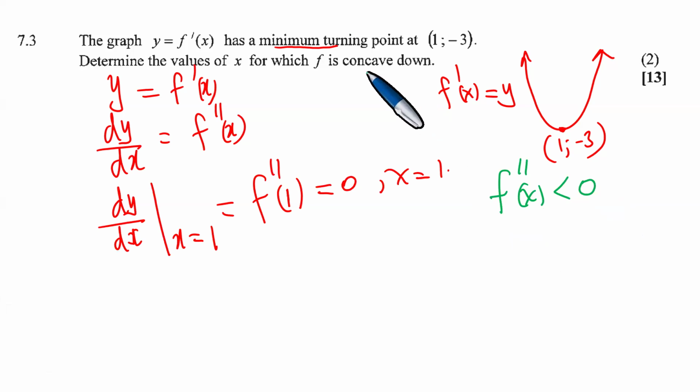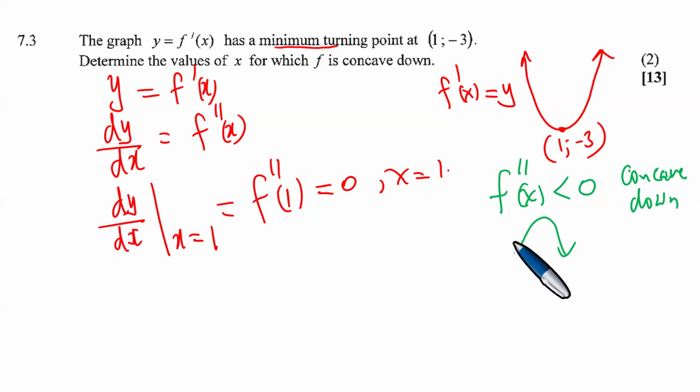That's what concave down means. So concave down means that... this means concave down. Okay, what does concave down mean? Concave down means that the second derivative is negative. If the second derivative is negative, then we have concave down. And concave down in terms of shapes means you have this kind of shape here.